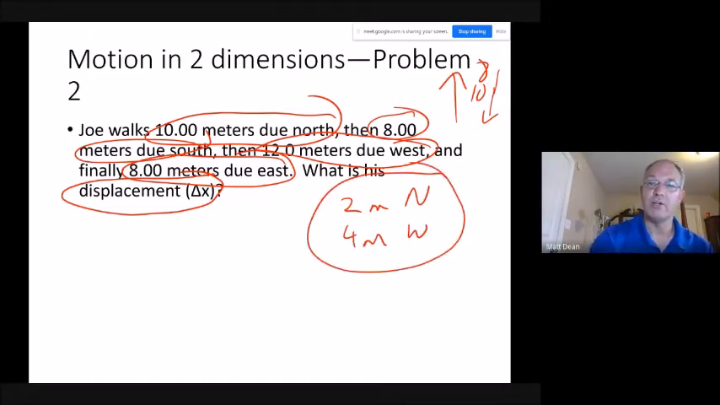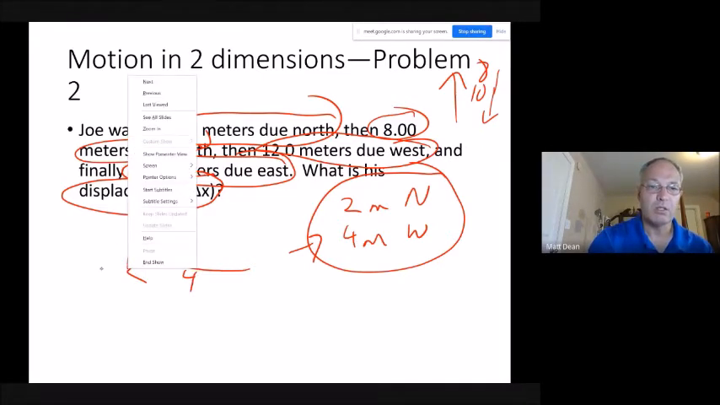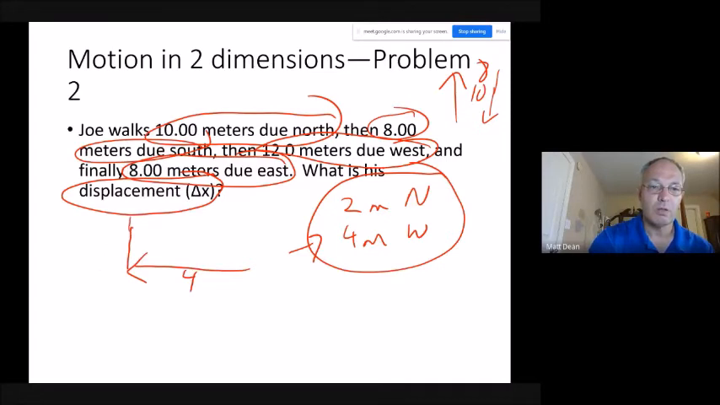Once we combine the vertical components together and the horizontal components together, now we're going to take these two pieces and use vector addition to add them. So I'm going to put in my horizontal component first of 4 west. I'm going to go to the tip of that vector and draw in my second one, 2 north. I'm going to go to the tail of my first vector, connect that to the tip of my second vector to find my resultant.